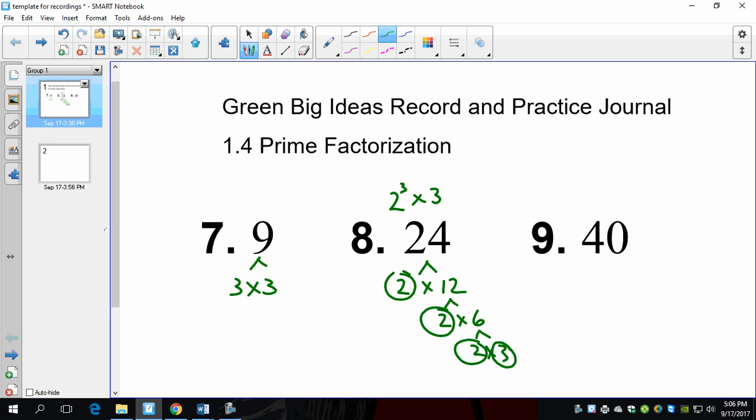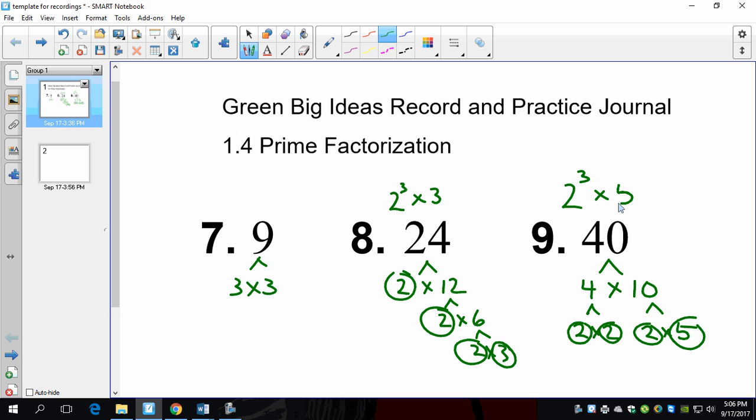The prime factorization of 40, remember, anything that ends in a 0 is going to have 10 goes into it. 4 would be 2 times 2, and 10 would be 2 times 5. And once again, we've got prime, prime, prime. So I'm just going to write that down, 2 to the 3rd power times 5. That would be the prime factorization of 40.